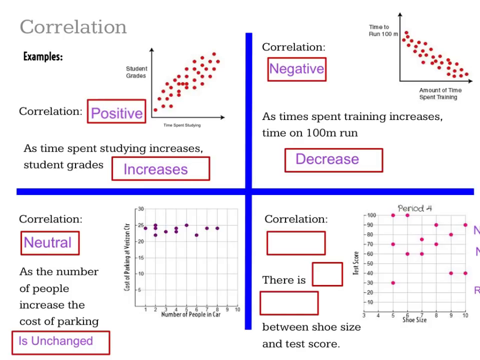Bottom right-hand corner, this correlation is not really a correlation. This is no correlation. And there is no relationship between shoe size and test score. So no correlation is not a type of correlation, but it is something that you will see where there is nothing, no up and down. It isn't that as something goes up, something else goes down. That is no correlation. So we have no correlation as well. Let's go ahead and take a look at the next one.